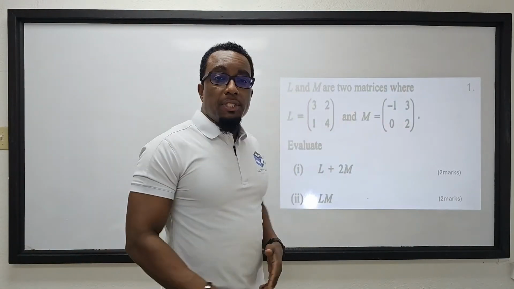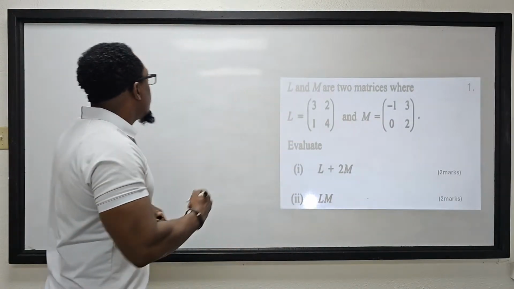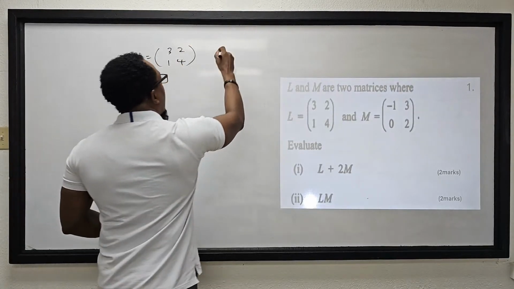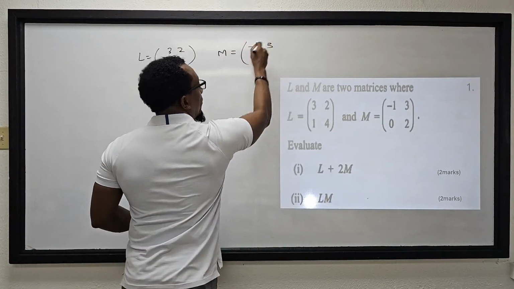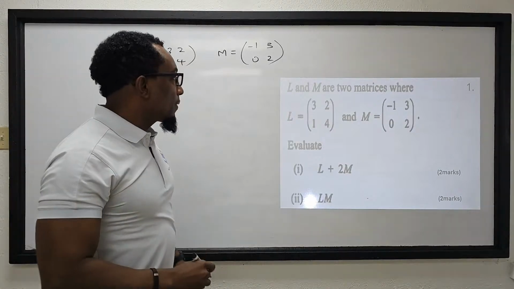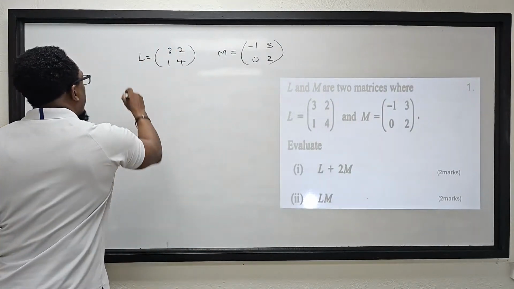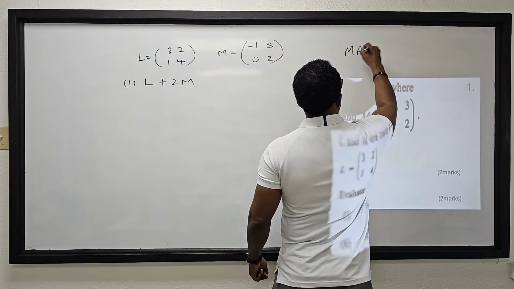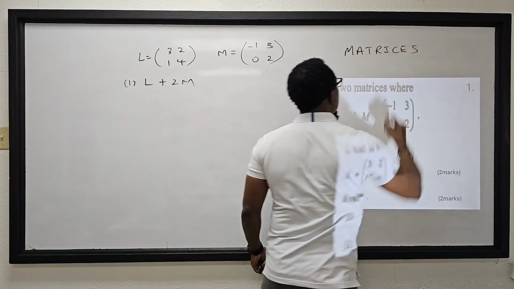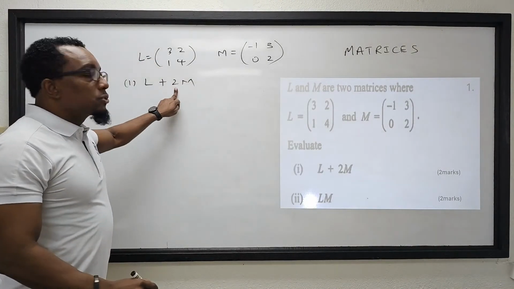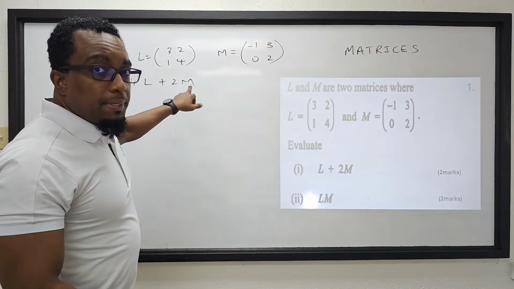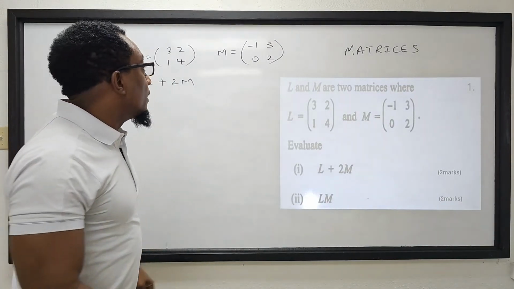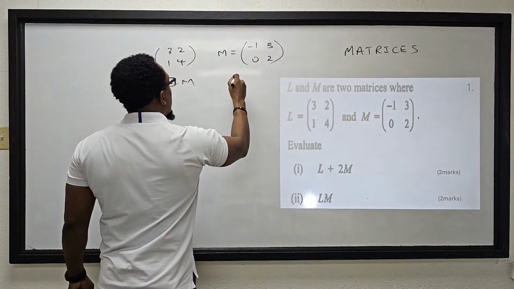So looking at the first question, L has a matrix, 3, 2, 1, 4, and M has a matrix, negative 1, 3, 0, 2. And they want us to evaluate part 1, L plus 2M. So looking at L plus 2M, 2M will involve multiplication of matrices called scalar multiplication. We're going to add that result to matrix L. So what I'm going to do is work out 2M first.